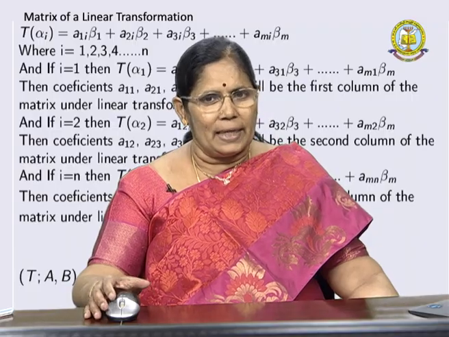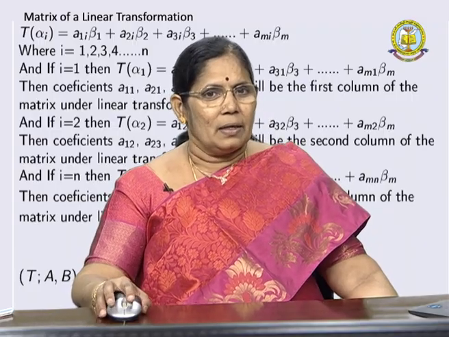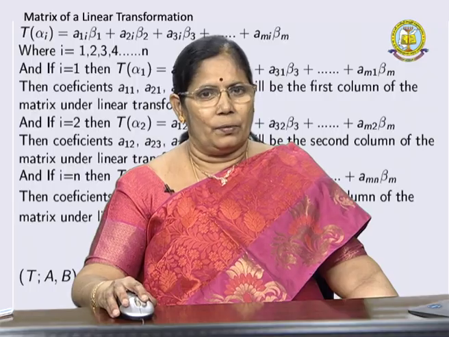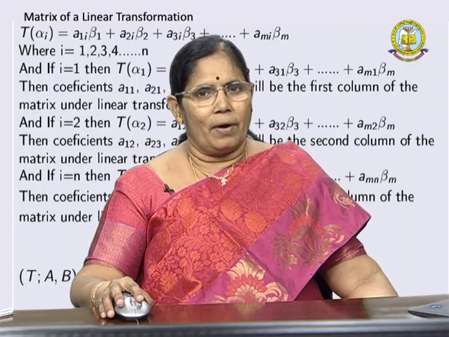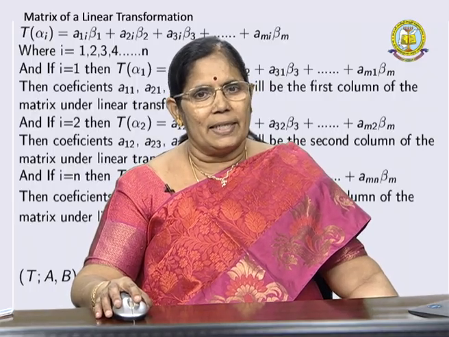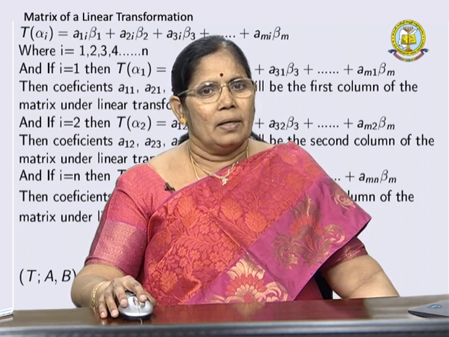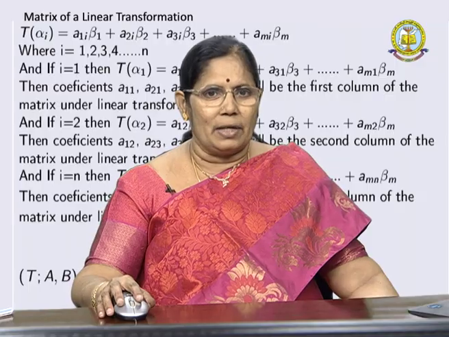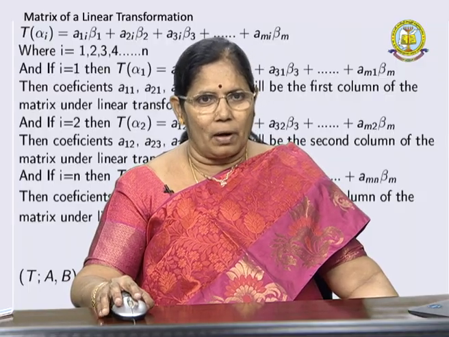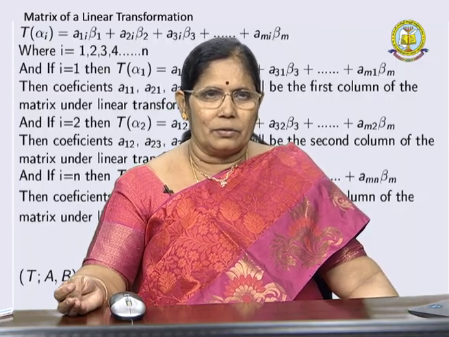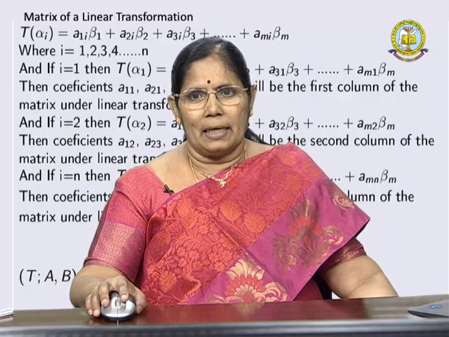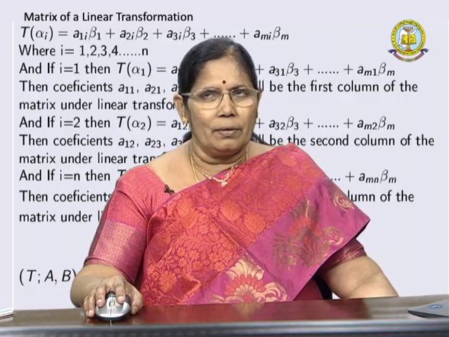The above one, T1 plus T2 at alpha is T1 alpha plus T2 alpha, is the vector addition. And how do you define scalar multiplication? C of T at alpha is equal to C into T of alpha for every alpha belonging to U, which is a linear transformation from U into V.